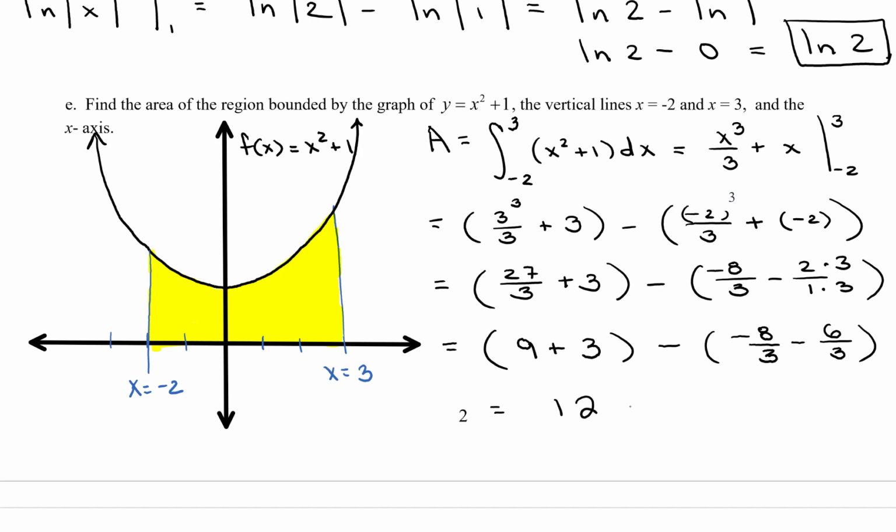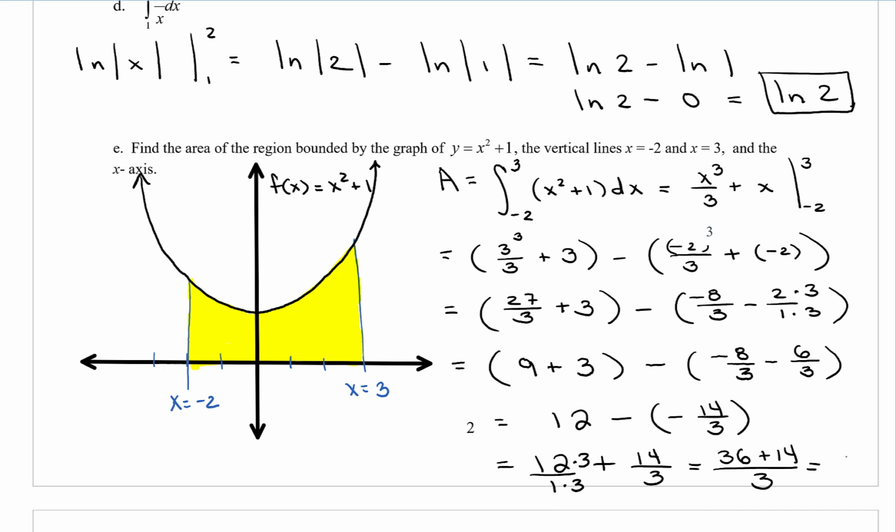And then this will equal 12 minus, and here we will have -8 minus 6 which will give me -14. And this will equal 12 plus 14. I'm going to go back to that 12 and write a 1 under it and multiply by 3 to the numerator and denominator to get a common denominator. And then this was all going to equal 36 plus 14 all over 3, which will simplify to 50 over 3. And then we will box that in. That will be our final answer for that problem.